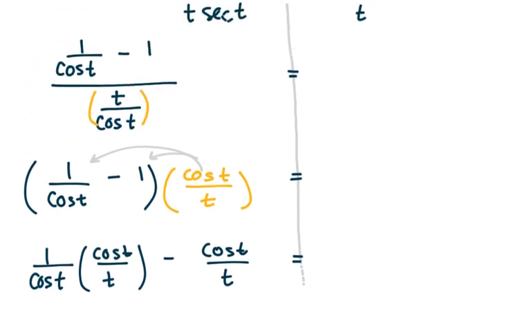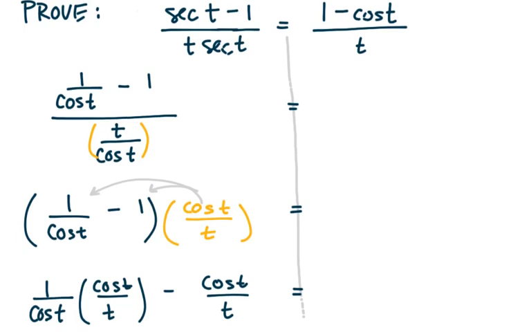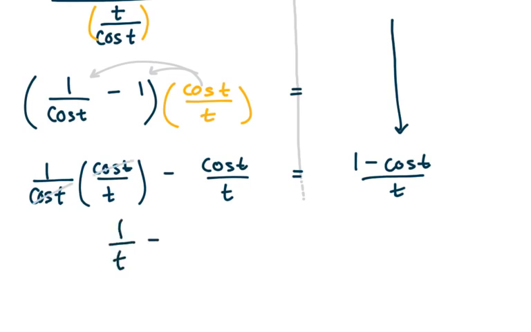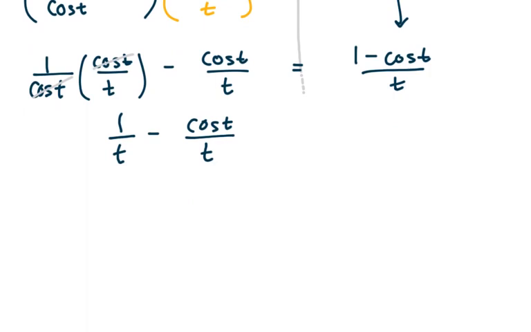All right, so let's look back up at where we were. We have to have 1 minus cosine t over t. 1 minus cosine t over t, and that I just pulled down. So looking at this problem, my cosines cancel. I now have 1 over t minus cosine t over t. And those two fractions have the same denominator, so I can add them together, and I've got 1 minus cosine t over t. And now both of my sides are equal.